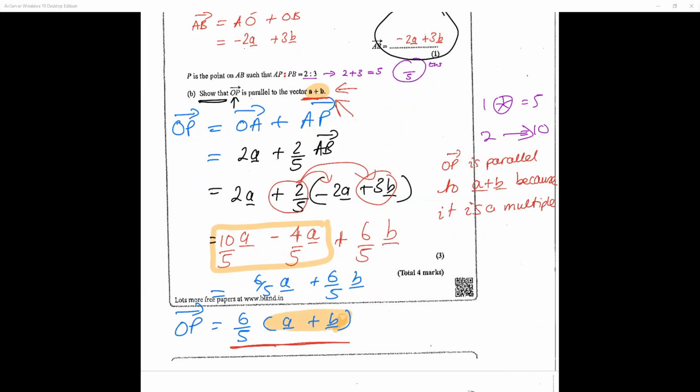So O to P is parallel to A plus B because it is a multiple of A plus B, i.e. O to P is equal to 6/5 of A plus B. And that's it. We can say that one vector is parallel to another vector because it's a multiple of that vector. It could be a multiple where the multiple is 1, which means it's just identical, with the same magnitude. At the moment, O to P is a little bit bigger, but the proof of its parallelness is in the statement that we made.